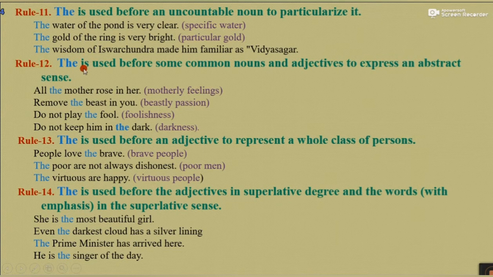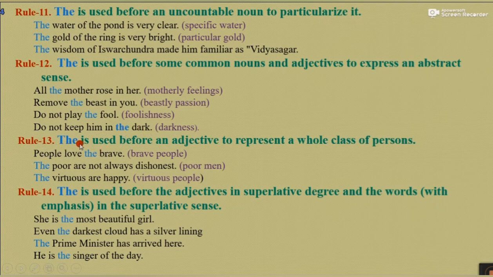Rule number 12. The is used before some common nouns and adjectives to express an abstract sense. All the mother rose in her. Here, the abstract sense of mother, not mother herself, but motherly affection or feelings. Remove the beast in you. Here the is used before beast, meaning beastly passion. Do not play the fool. Do not keep him in the dark. Here dark is darkness, abstract sense. So the is used before dark.